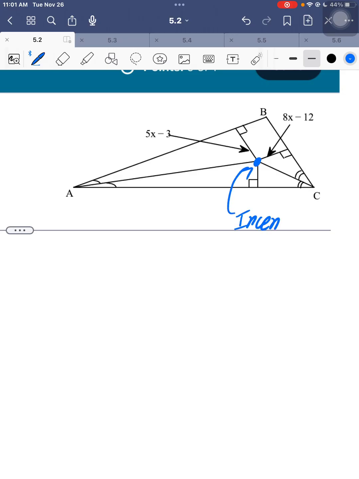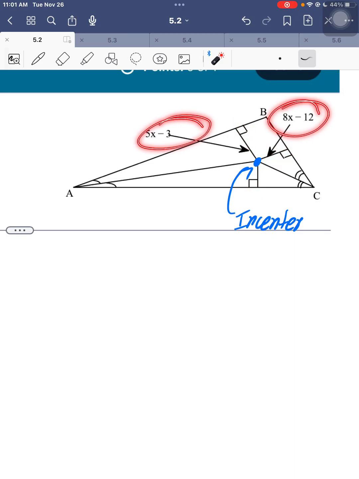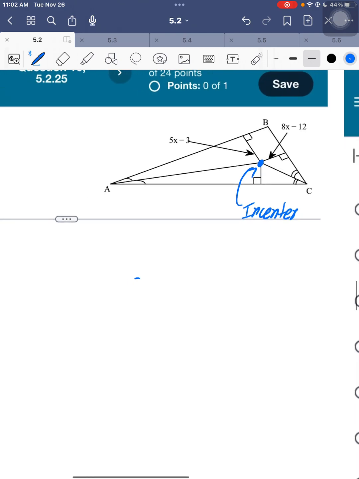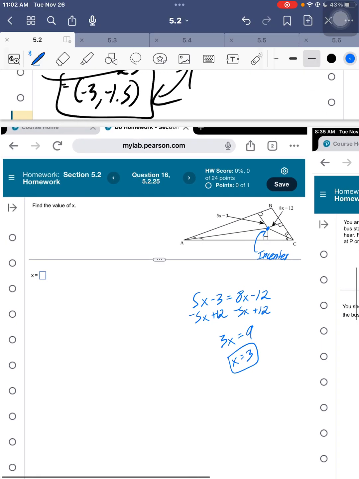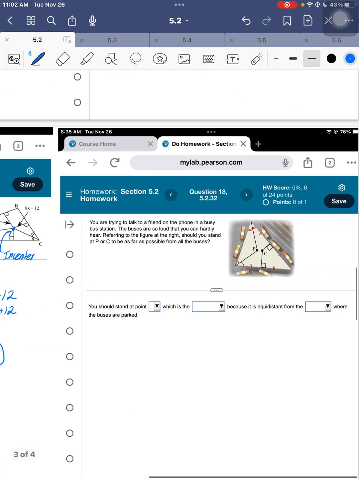And what do I know about the properties of the incenter? The incenter is equidistant to what? To the perpendicular sides of a triangle. So now I know that this value and this value have to be equal to each other. So 5x minus 3 is equal to 8x minus 12. I'm going to subtract the 5x here, subtract 5x there, add 12, add 12. So I'm going to have 3x equals what, 9? So my x is 3. There you go. And that's it, guys. It's not hard. I think we've done this a few times enough already.